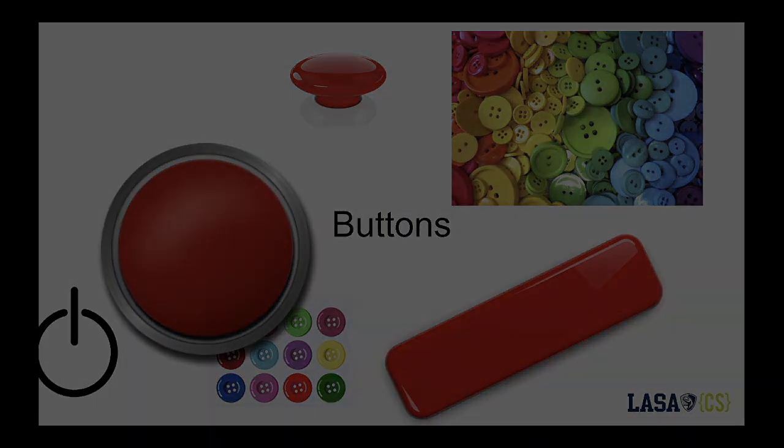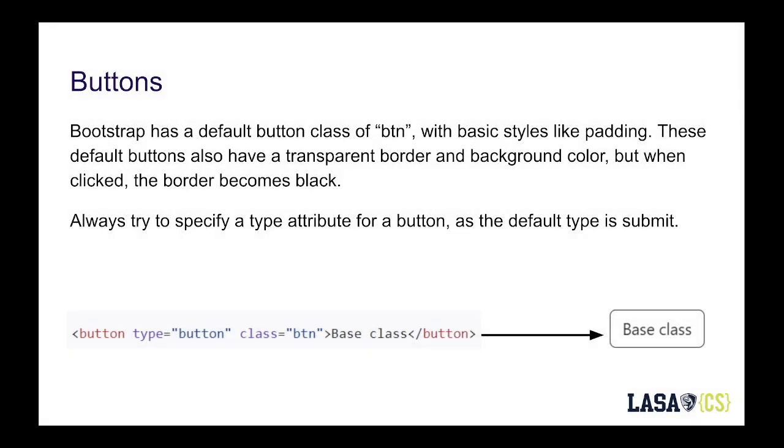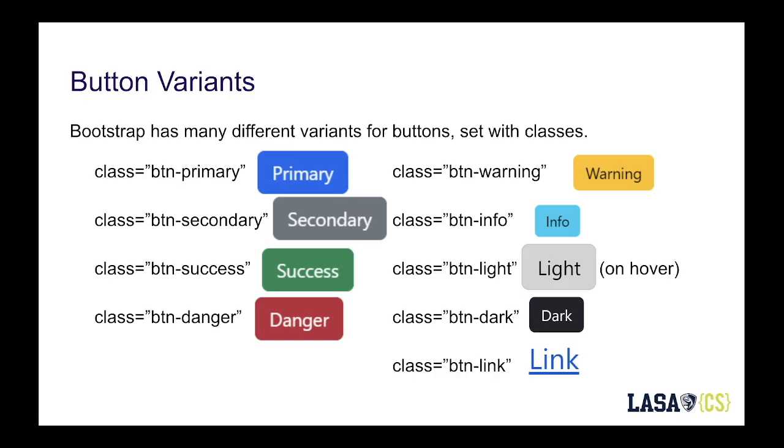Bootstrap has a default button class of btn with basic styles like padding. These default buttons also have a transparent border and background color, but when clicked, the border becomes black. Always try to specify a type attribute for a button, as the default type is submit. Here's what the base button looks like.